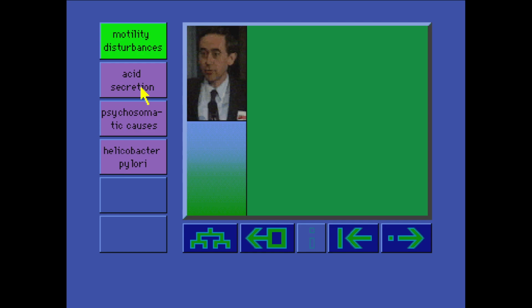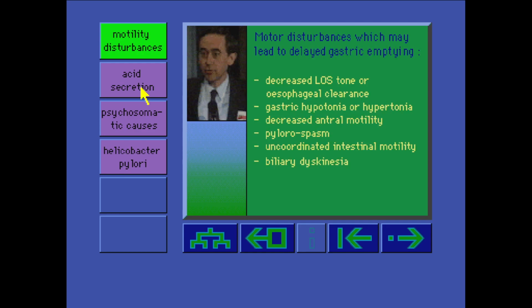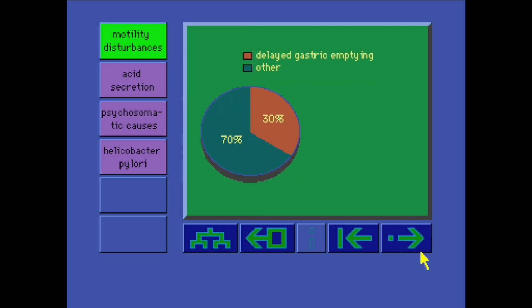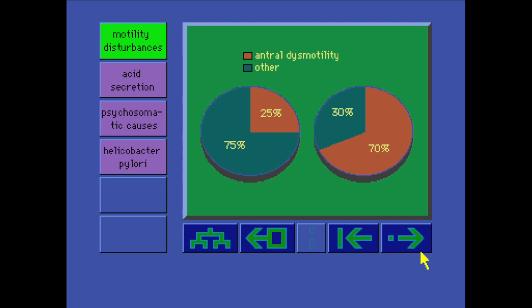According to Professor Malagalada, the putative motor disturbances in functional dyspepsia which may lead to delayed gastric emptying, reflux esophagitis, or increased enterogastric bile reflux are the following. The frequency of delayed gastric emptying in functional dyspepsia varies from 30 to 80%, depending on the literature source. Antral dysmotility generally correlates well with delayed gastric emptying. The correlation varies from 25 to 70% in dyspeptic patients, depending on the study.